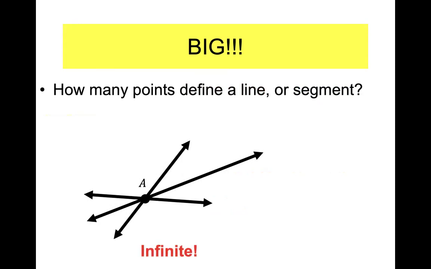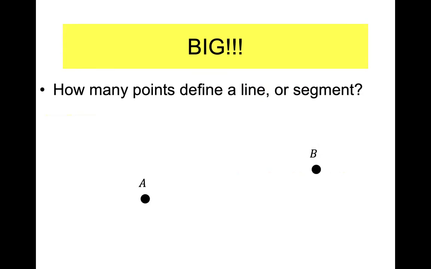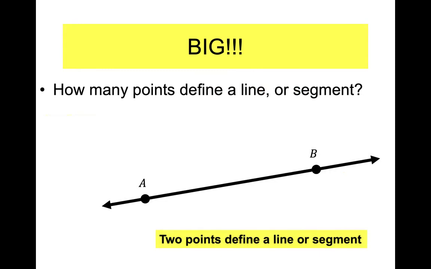But watch this magic. If I simply add one more point and I ask you how many lines can you draw through A and B, well, there's only one line. You could not draw a second line because it would have to curve. So when we say how many points define a line, we're not saying how many points are in a line or segment. That's infinite. We're saying what's the fewest number of points you can have and make a specific line, and that's 2. So 2 points define a line or segment.